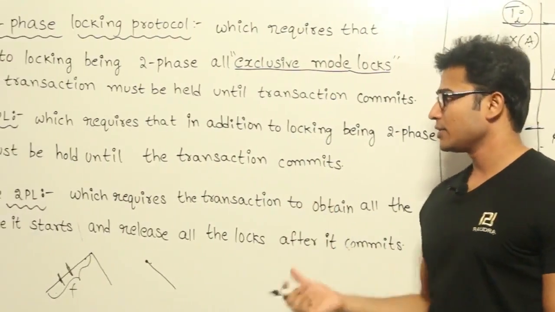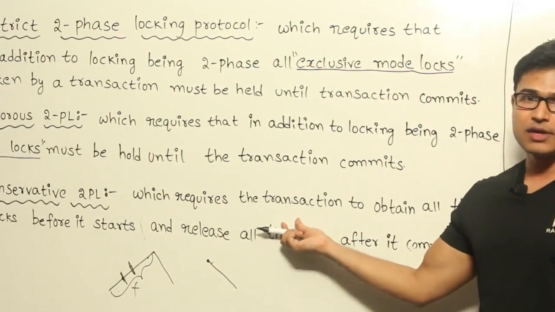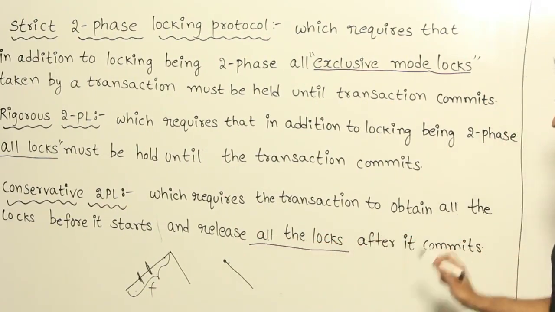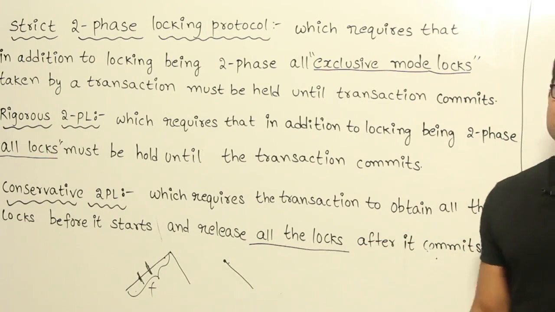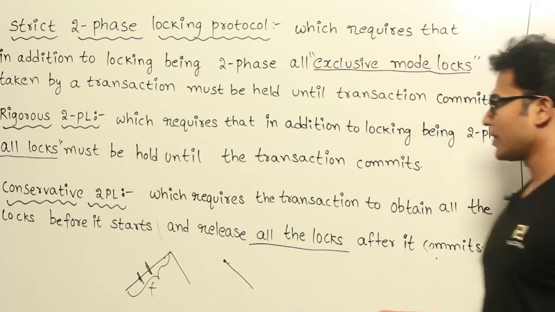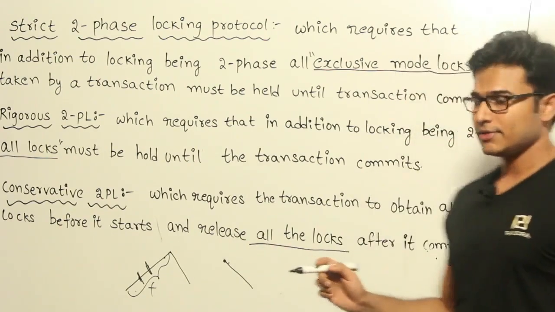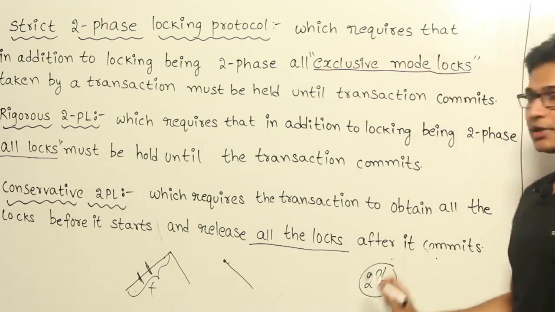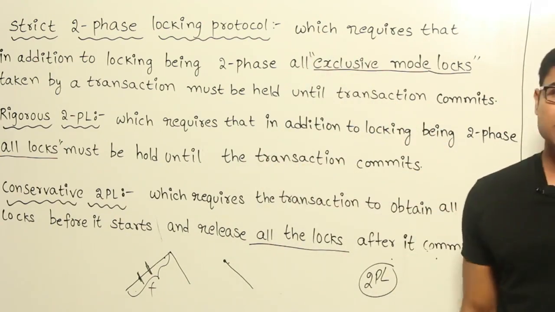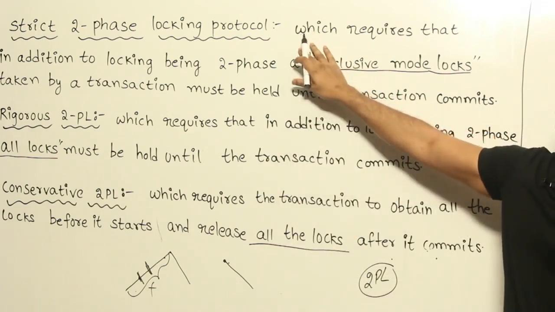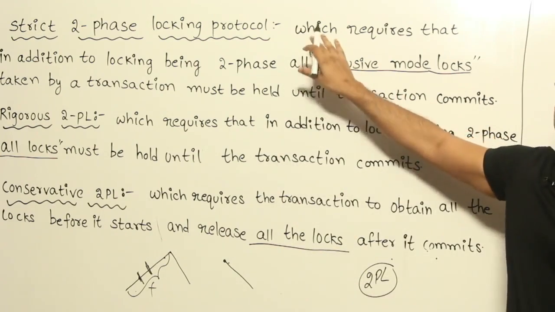Okay, let's talk about advantages. Advantages: there is no deadlock. Also, since it releases all the locks only after it commits, it guarantees that the schedules are going to be strict. So no deadlock, and the schedules are strict. These are the advantages. Now what are the disadvantages? One more thing: since the basic 2PL guarantees serializability, all of these guarantee serializability, right? This one guarantees serializable schedules as well as strict schedules.